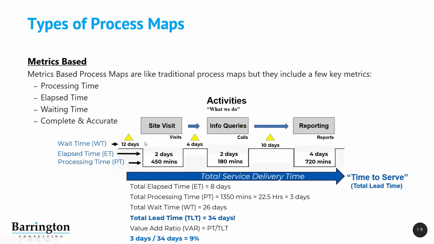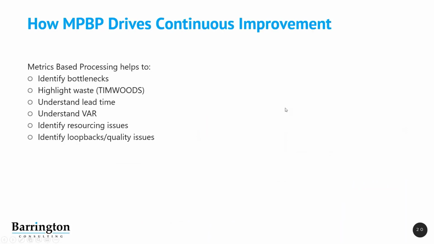We can see where the big bottlenecks are. We have a 12-day wait here. We can see we've got a big gap between our 2 days of actual time working on this process step versus the actual time required, and so on. So this allows us to see a little bit further as to where those areas of opportunity might lie. Right, so that's of course going to highlight where the bottlenecks are.